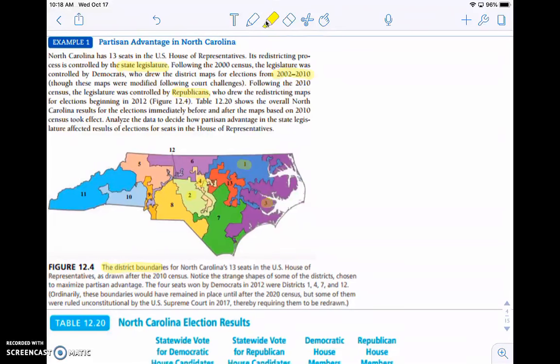So sometimes what happens is these districts are drawn to try and gain an advantage for one political party or another. Again, down here in the bottom, notice some of the strange shapes of the districts, and they're chosen in order to maximize what they call partisan advantage, and partisan is just one party over the other.